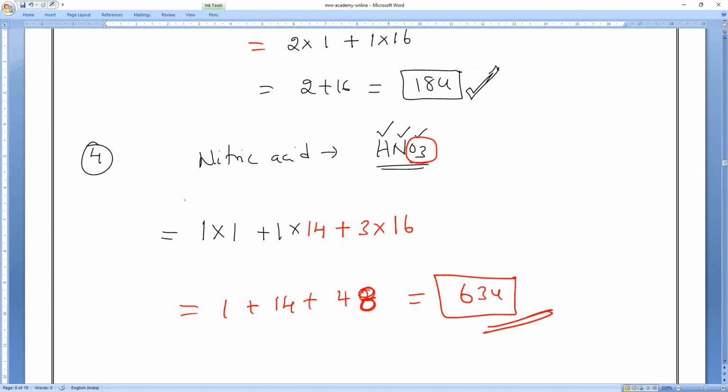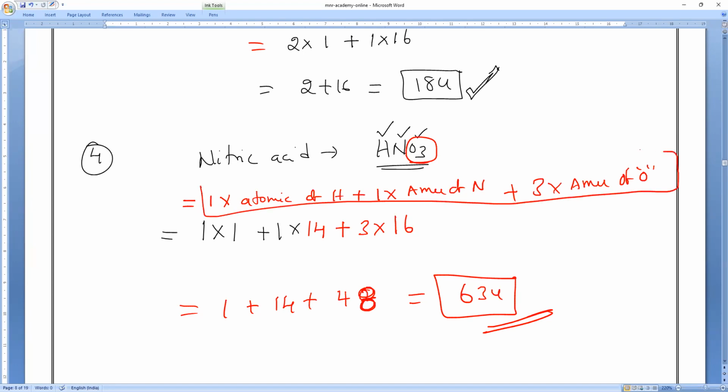In the exam, you write the formula like this: 1 into AMU of H plus 1 into AMU of nitrogen plus 3 into AMU of oxygen. This is a more proper way. Okay, guys, you should write this formula. Understood? Clear? So you can calculate everything; it is the same thing.